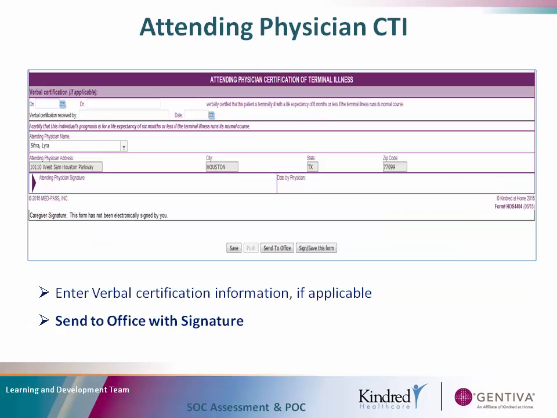Next, complete the attending physician certification once the admitting RN receives the verbal certification. Enter the verbal certification information by entering in the date the verbal order was received, the physician's name, your name, and date, and select Send to Office. Be sure to select with signature when prompted. The office administrative staff will send the completed document to the attending physician via fax or print for order processing.